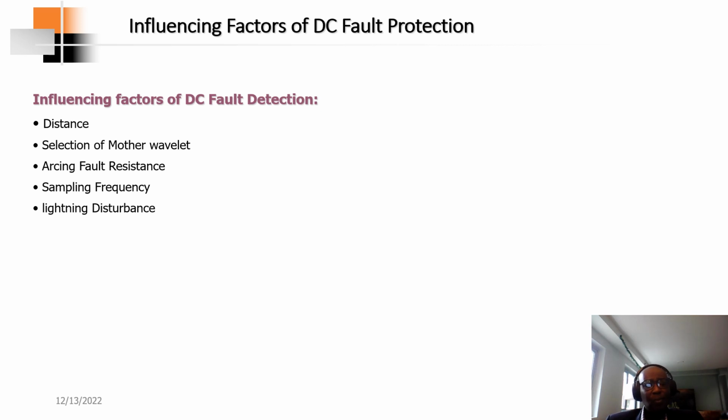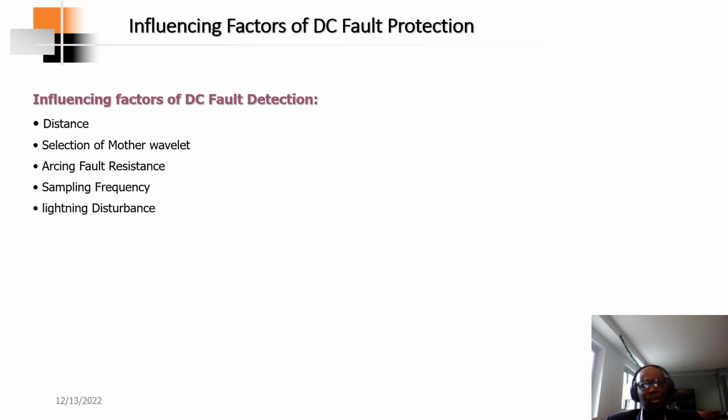Lightning disturbance. As you know, if you look at the topology of these schemes, we have an onshore MMC converter and an offshore MMC converter. The offshore MMC converter is located inside the building on the substation platform, whilst the onshore substation is outdoor. It's basically an air insulated substation.